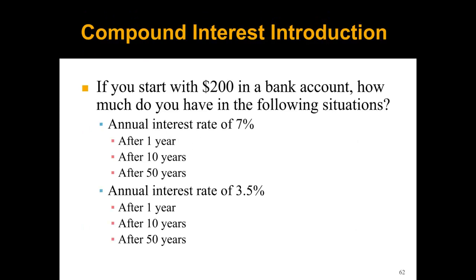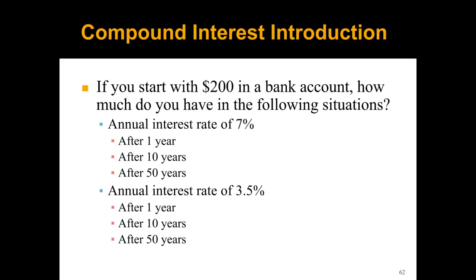So let's start with a little bit of just compound interest, because we're talking about putting money in a savings account. So let's pretend like we do that. So let's say we put $200 in a bank account. How much do you have in the following situations? If you have an annual interest rate of 7%, an annual interest rate of 3.5%. So think about this and try to calculate it on your own, and then we'll go over the answers.